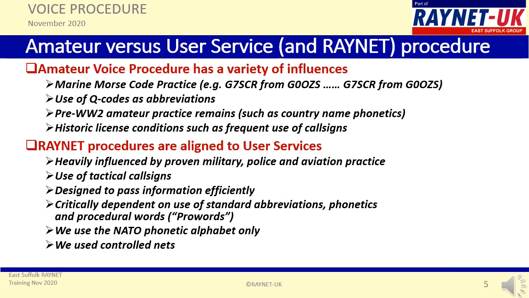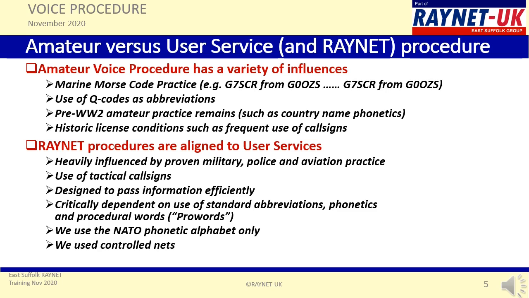Amateur voice procedure has a number of influences. A lot of early practice came from Morse code, which most amateurs used before World War II. Things like Q codes. We still use old phonetic alphabets extensively, like country names. And we do things that were once required by the license, but really aren't anymore, like using call signs quite as frequently as we do on HF.